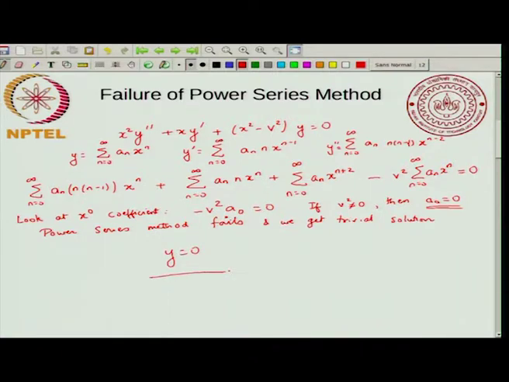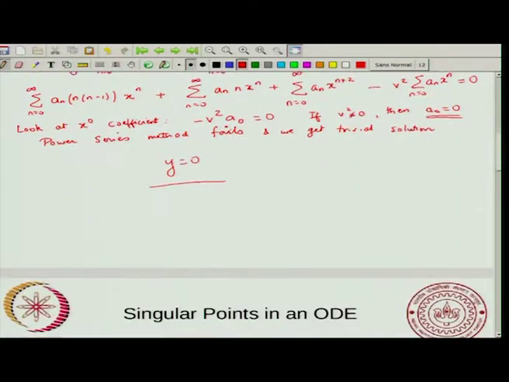So notice, since this is a homogeneous equation, y equal to 0 is a solution, but it is a trivial solution. Okay, so that is the only solution that you will get. Now, why did this happen? The reason has to do with the x square term here, and the fact that the x square term goes to 0 at x equal to 0. So this is what we want to explore a little more.